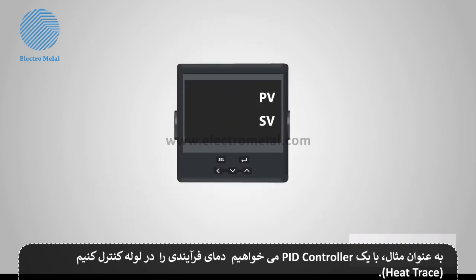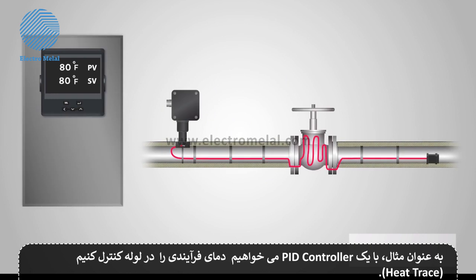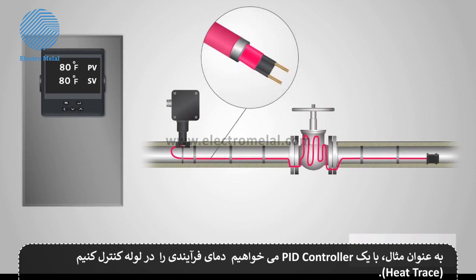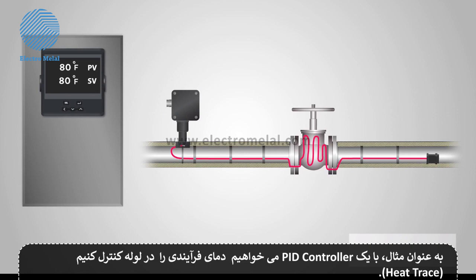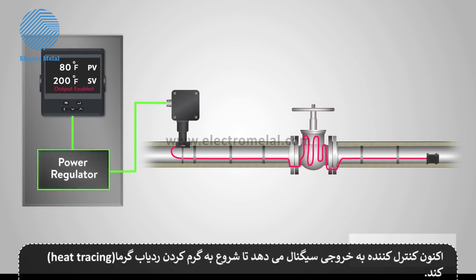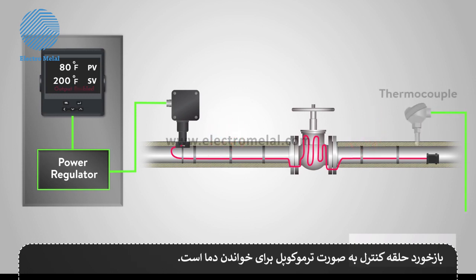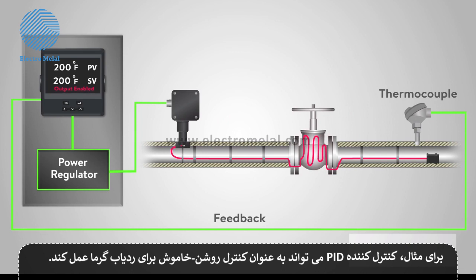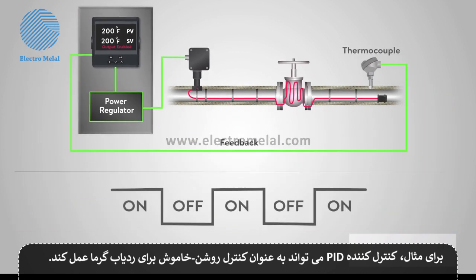For our example, we will look at a PID controller that controls the temperature of heat tracing on process piping. First, we need to enter a set point, 200 degrees Fahrenheit for our example. Now, the controller will give a signal to the output to start heating up the heat tracing. The control loop feedback is in the form of a thermocouple to read the temperature. For our example, the PID controller can work as an on-off control for the heat tracing.